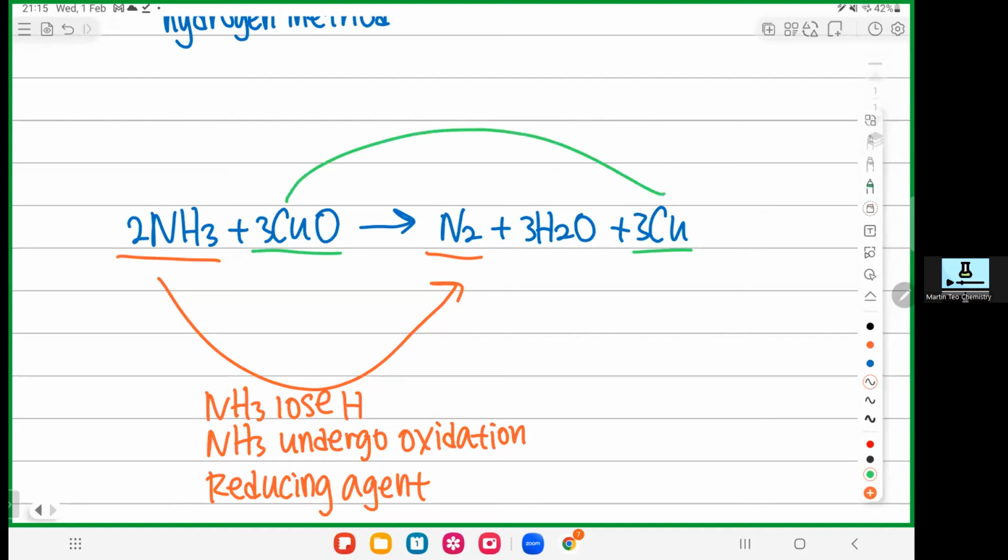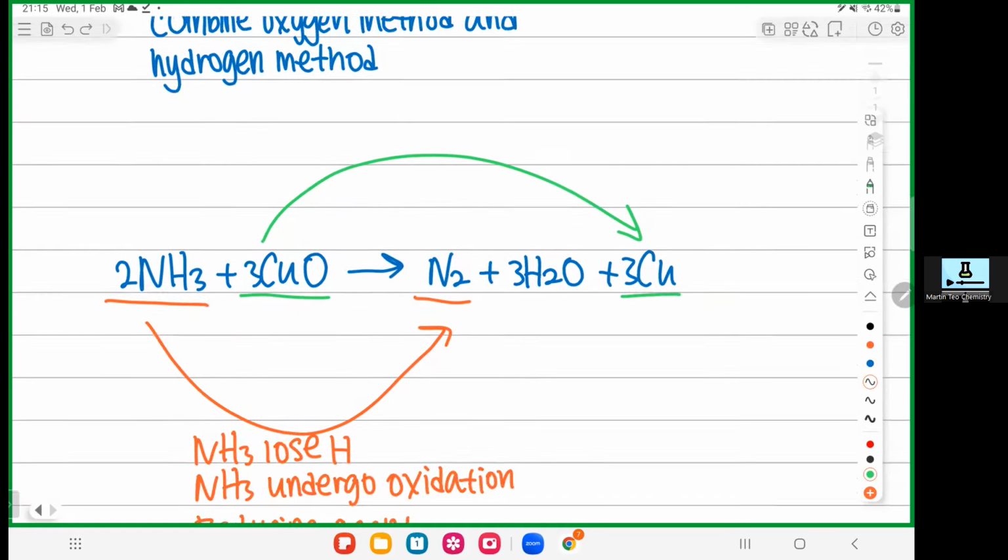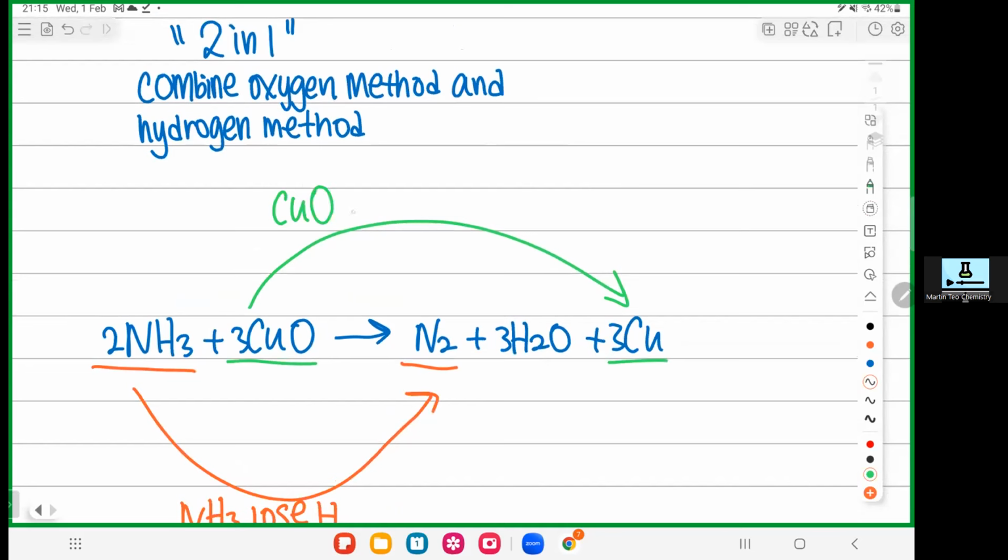So come to here. Remember, left to right, not right to left. So on the left, the copper is sticking with O. On the right-hand side, the copper got nothing, no O. So copper oxide loses oxygen. So lose oxygen, what process? We learned early on, oxygen method. Lose oxygen is reduction, isn't it? Reduction. So when you undergo reduction, you are the opposite, oxidizing agent.